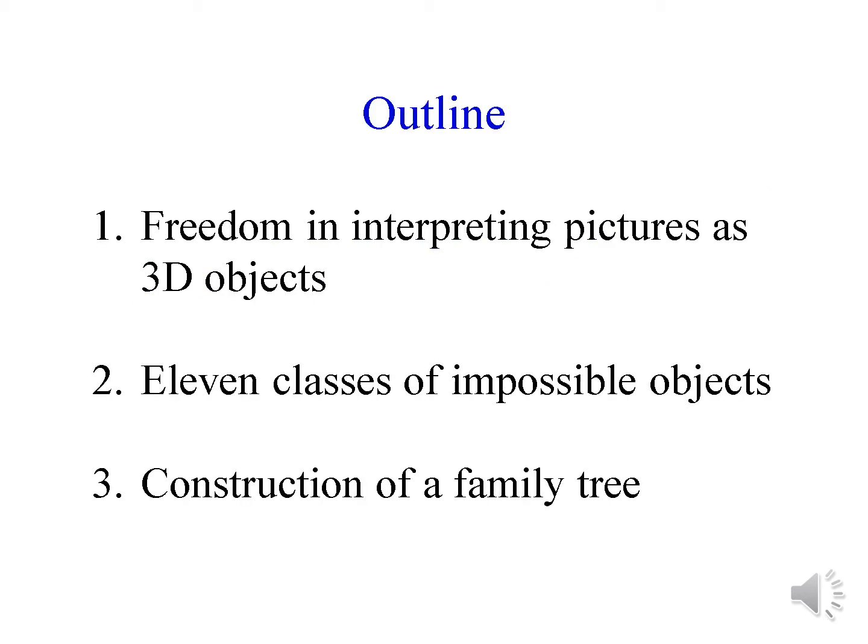This is the outline of my talk. We first consider two types of freedom in interpreting pictures as 3D objects, then review 11 classes of impossible objects I have created, and finally organize them in a form of a family tree.